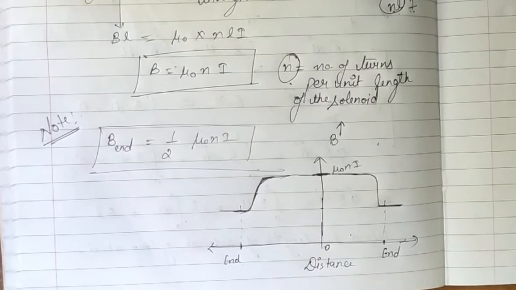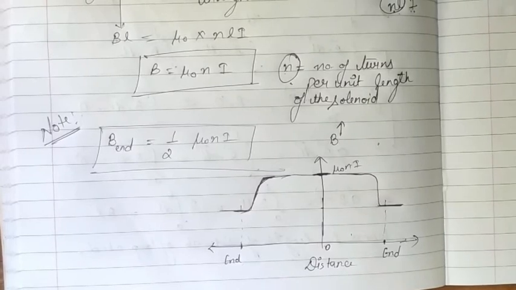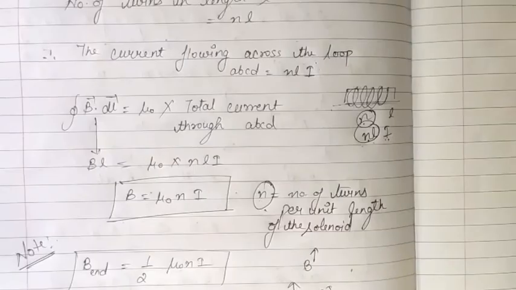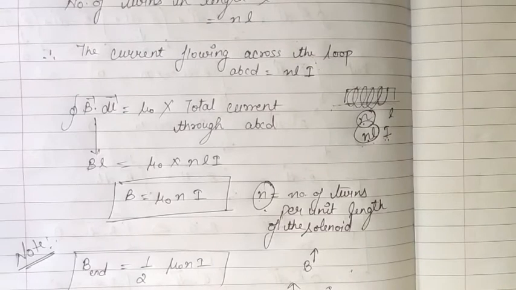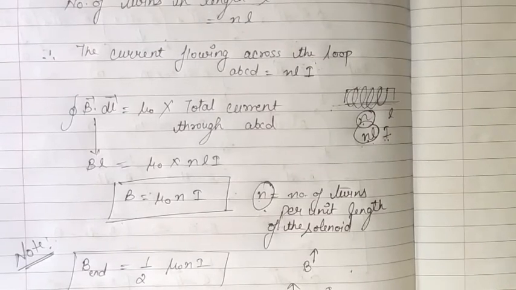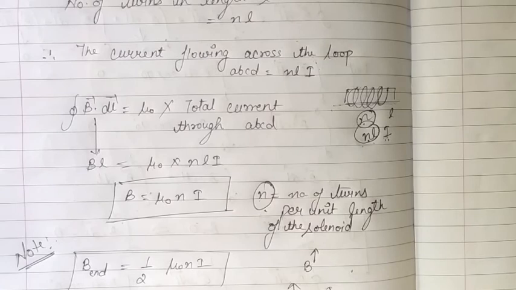Alright, so this was all about the solenoid. Here we have studied the straight solenoid all the time. The next thing that we will study is the toroidal solenoid. It is a bit different from the straight one. So in the next video we will be studying the magnetic field due to a toroidal solenoid. Till then, stay tuned and study hard. Thank you.